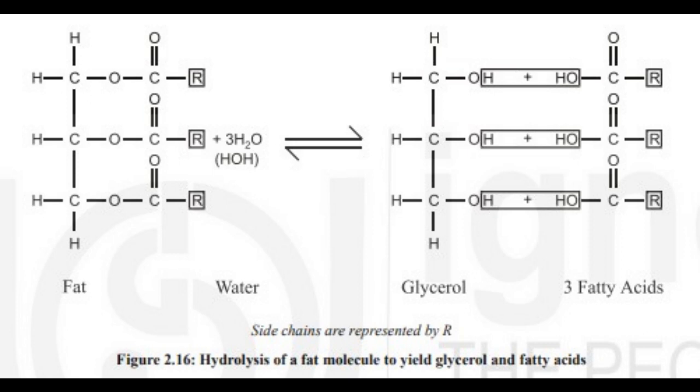Hydrolysis. Fats when boiled with water at 220 °C under pressure in an autoclave undergo hydrolysis to first form a diglyceride and then ultimately glycerol and fatty acids are formed, as illustrated in figure 2.16. Look at the screen, figure 2.16. Hydrolysis of a fat molecule to yield glycerol and fatty acids.